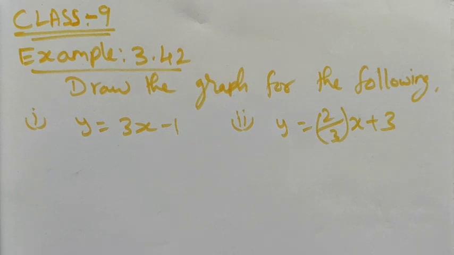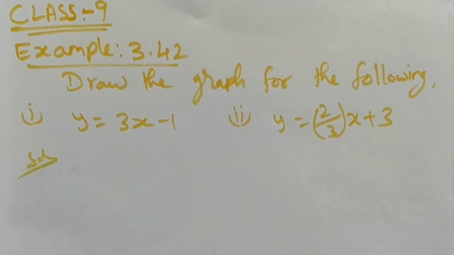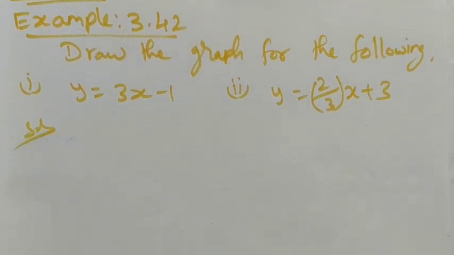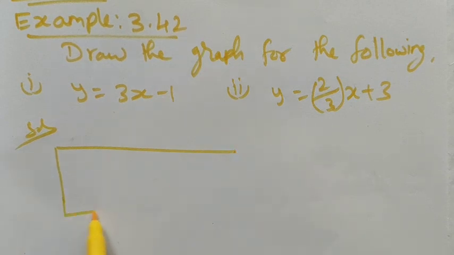Students, class 9, example sum 3.42. Draw the graph for the following. So first problem is given as y = 3x - 1. Let's see the first problem. We have two different methods to solve this, either in a table form or in a direct method. Here I am using the first one, the table form.